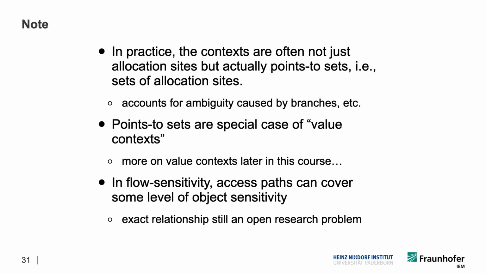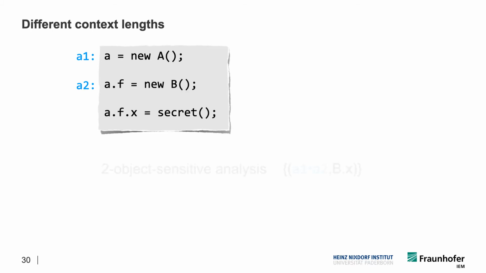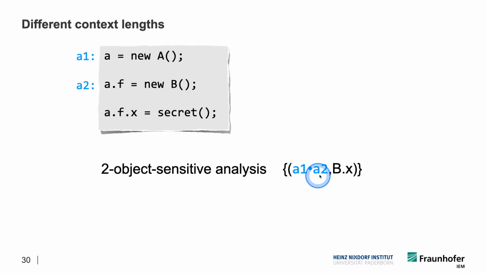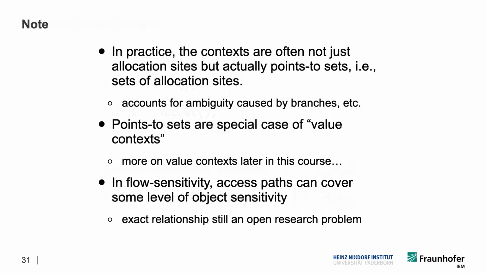In practice, the contexts are often not just allocation sites, but actually points-to sets. That means you can have ambiguity here. If I go back, here I have a single string, but in practice you can have multiple ones. You can have sets of such strings because you can have ambiguities in your program, caused by branches, for instance, or by virtual method calls. Then the pointer relationships might not be clear anymore, and you have to take all of them into account.